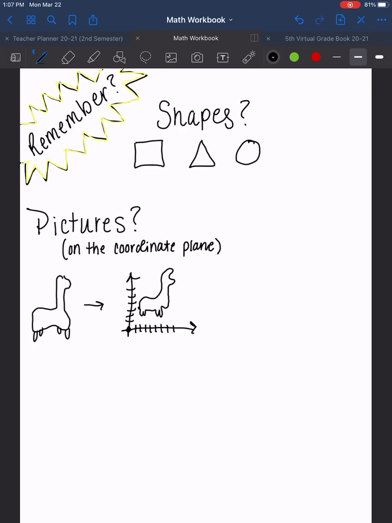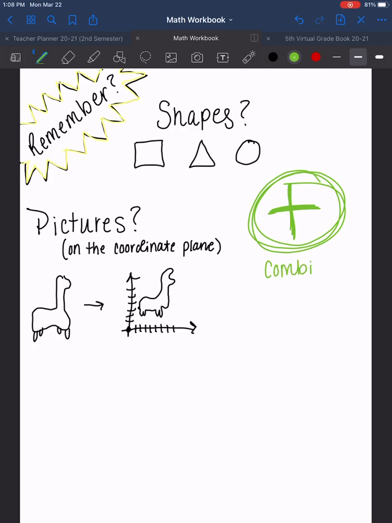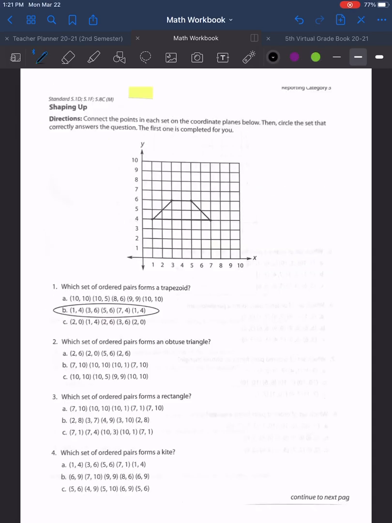Anyways, you guys took pictures and placed them onto a coordinate plane. Well, we're going to take the shapes and the pictures, and we're going to combine them. And this is the new thing that we're going to be focusing on. So we're going to be taking everything we remember from the patterns on a coordinate plane and generating number patterns and all your shapes and your pictures, and that's kind of what we're going to be looking at.